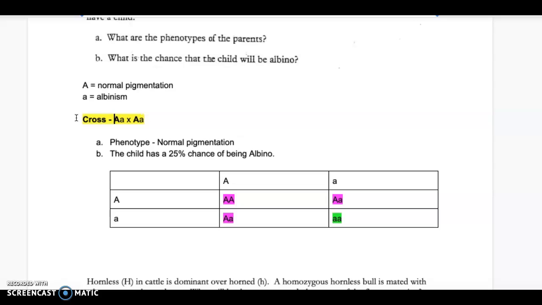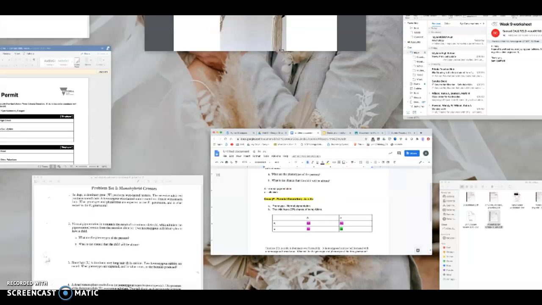Now, another thing I just want to mention is this is our cross. So what is the cross that we are doing? Okay, we call this the parental generation. They will normally just have a P, and then they'll have the cross.